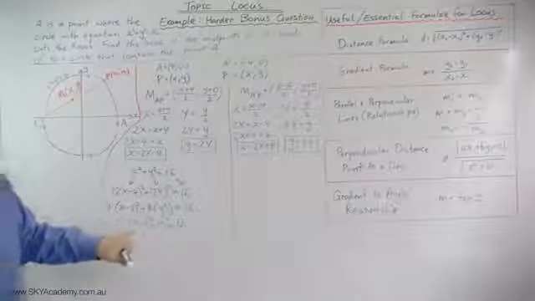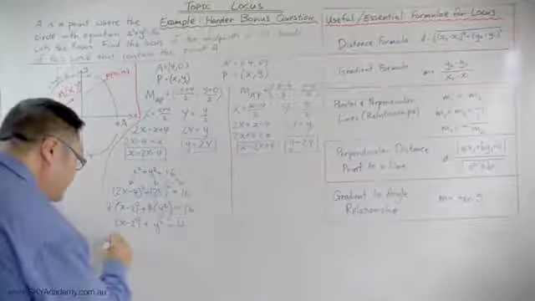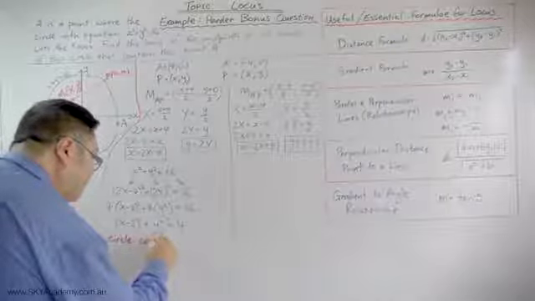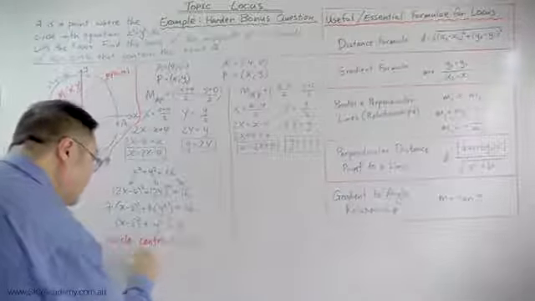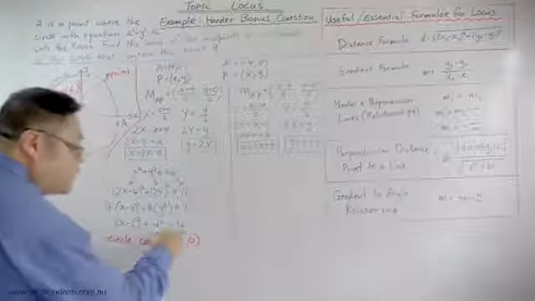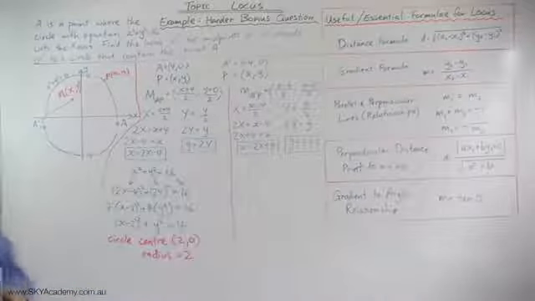Now, what is that equation? That equation really is a circle with center (2, 0), and radius, do you see that, the square root of 4, which is 2. Does that make sense?